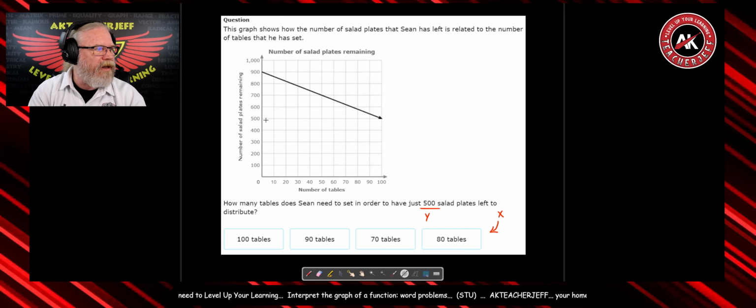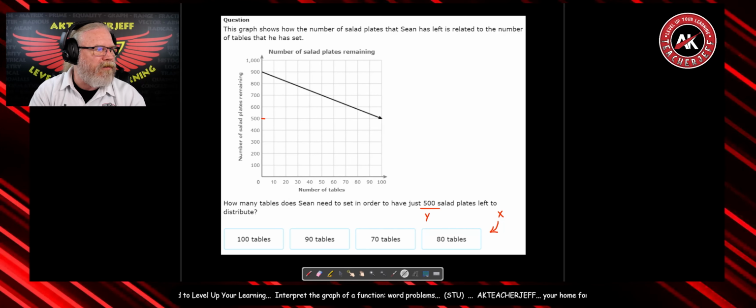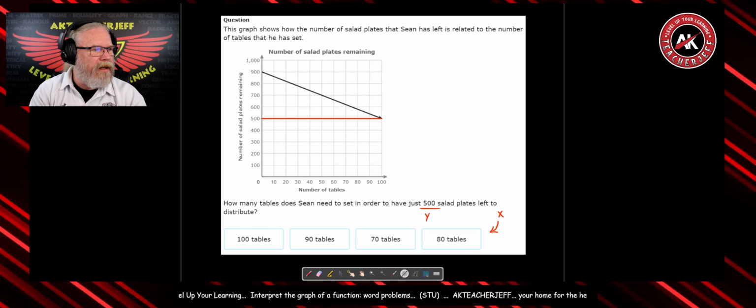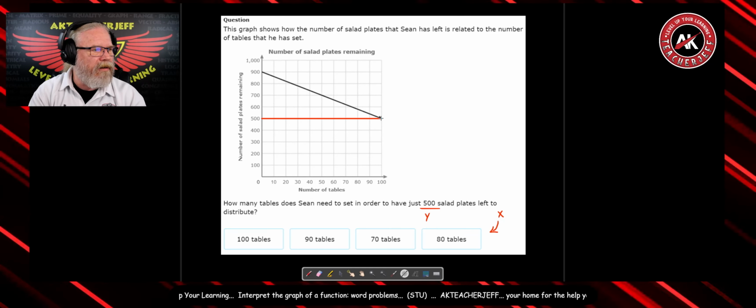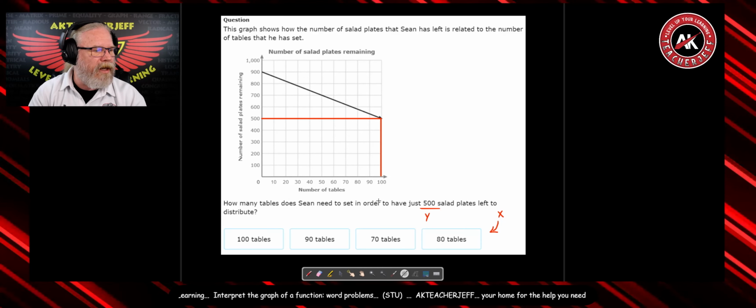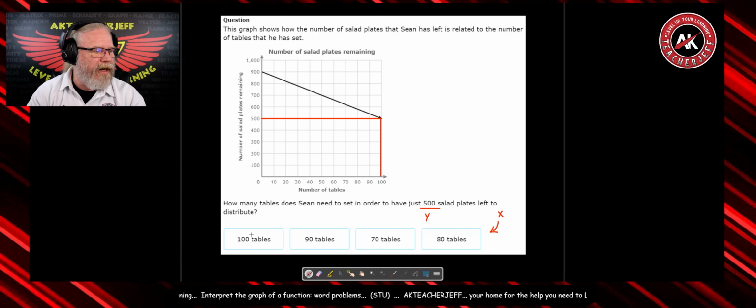So let's match up that 500, find the 500 plates remaining. Take this over to the line of the function, all the way down to the end. Then we match it up, and it looks like there would be 100 tables.